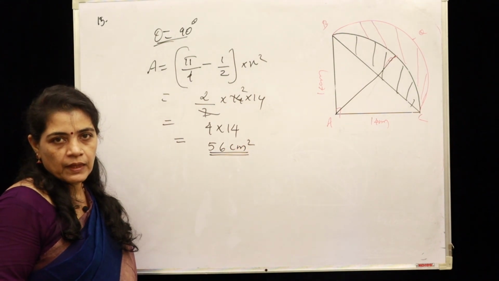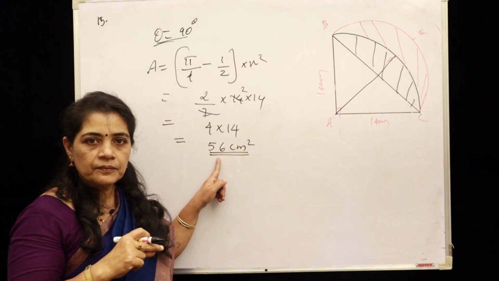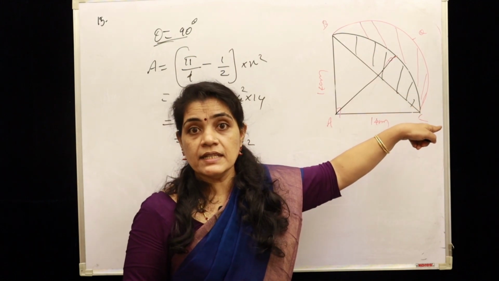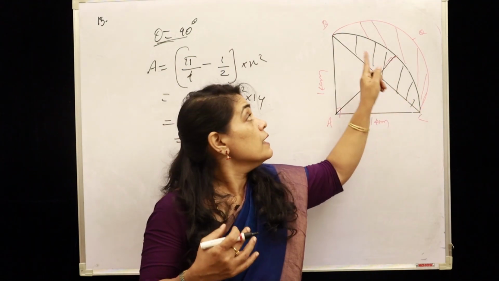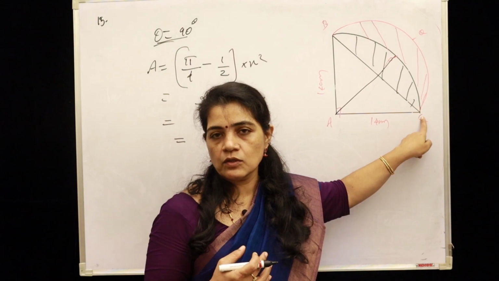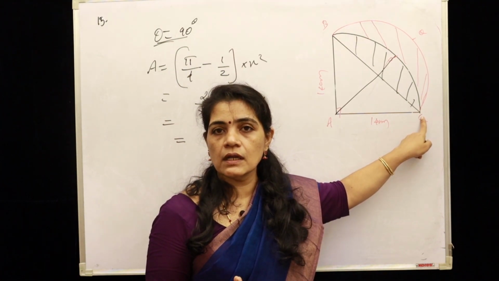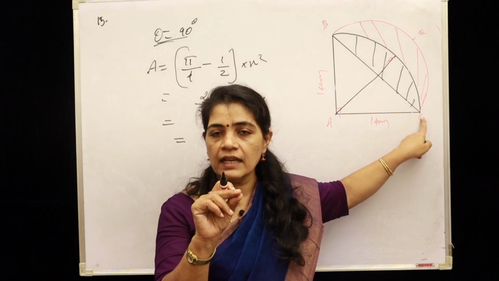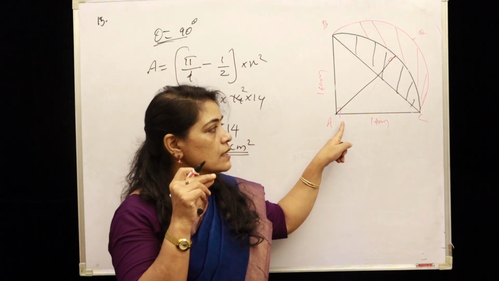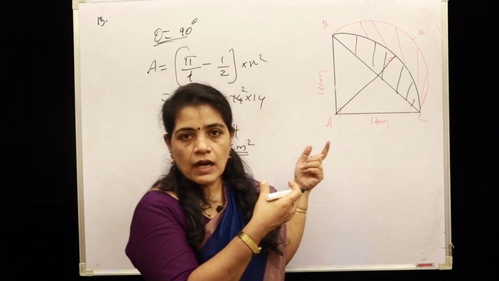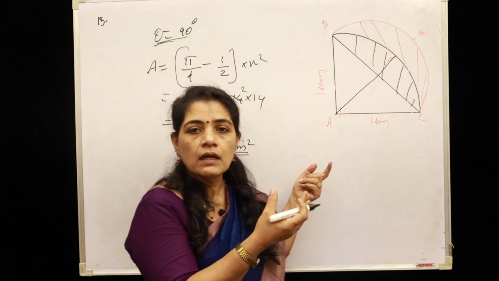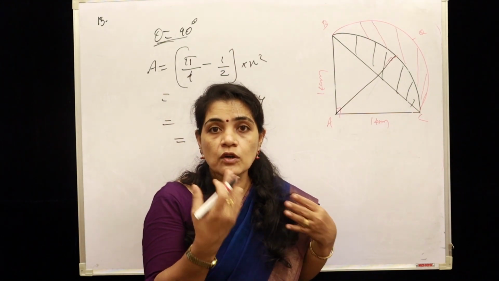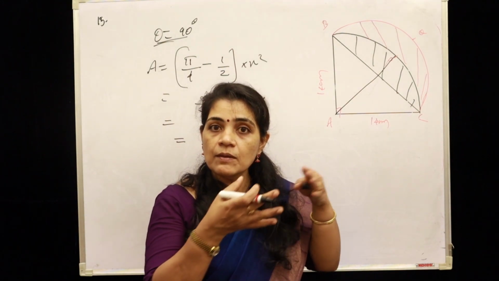56 centimeter square is the area of the segment. If you subtract this from the area of the semicircle, BC here acts as the diameter of the semicircle. So, to get the area of the semicircle, that is pi r square by 2. The radius used to calculate the area of the quadrant segment, which is 14 centimeter, is not the radius of the semicircle.